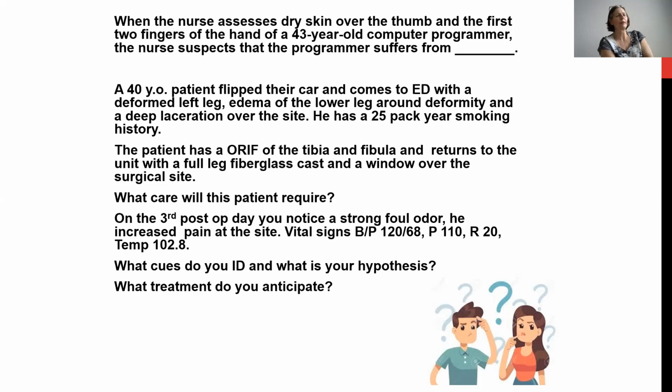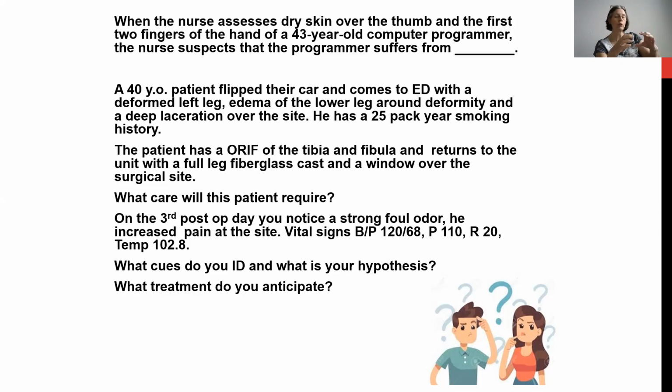He's going to surgery. So here this patient has an ORIF, an open reduction internal fixation, which means we did surgery. We cut into the tissue to reduce the fracture, pull it into alignment, and we fixated it with some kind of surgical intervention, a pin, a wire, a plate, of both the tibia and fibula, and then they're returned to the unit with a full leg fiberglass cast, full leg cast, and a window over the surgical site.